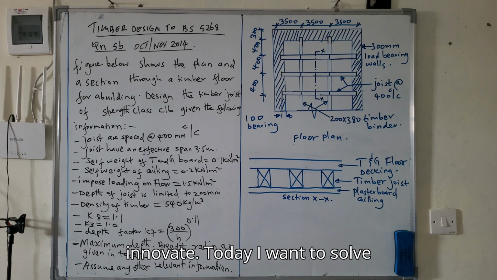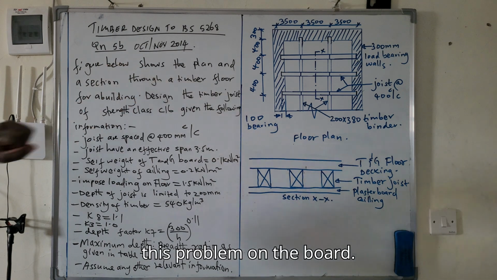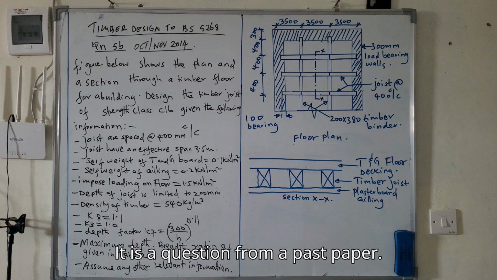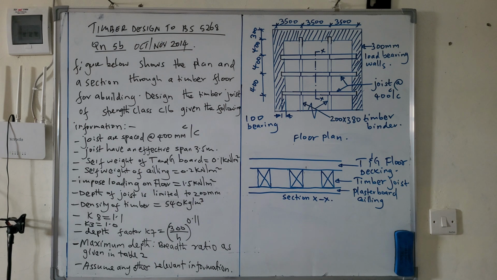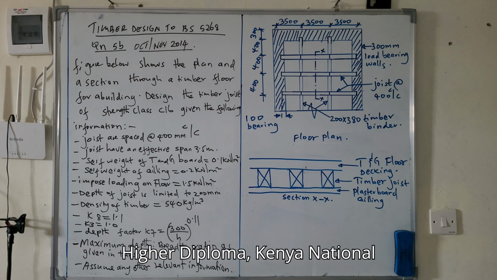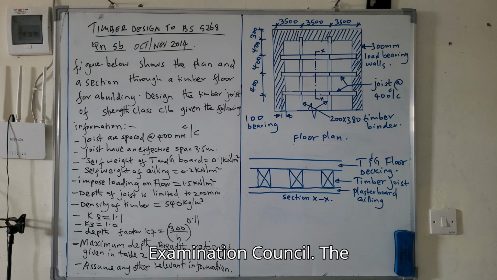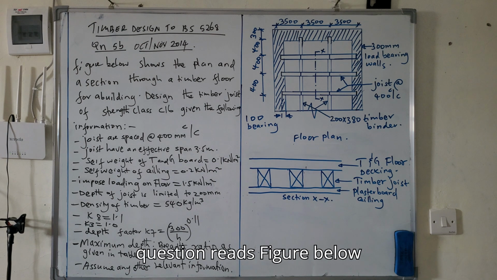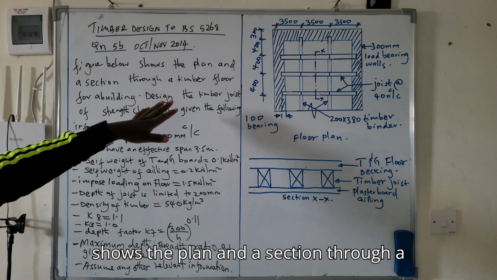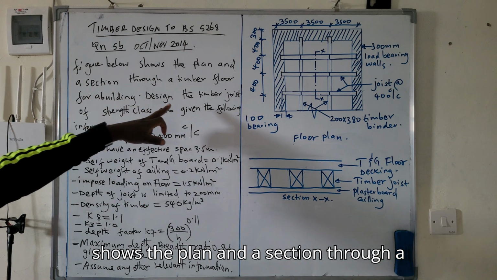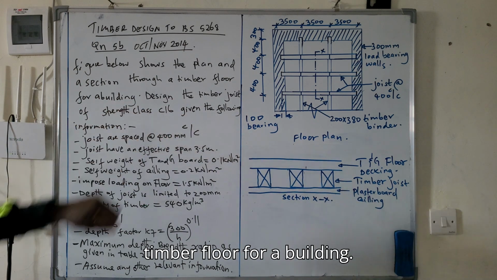Today, I want to solve this problem on the board. It is a question from a past paper. That is question number 5, October, November 2014, Higher Diploma, Kenya National Examination Council. The question reads, figure below shows the plan and a section through a timber floor for a building.